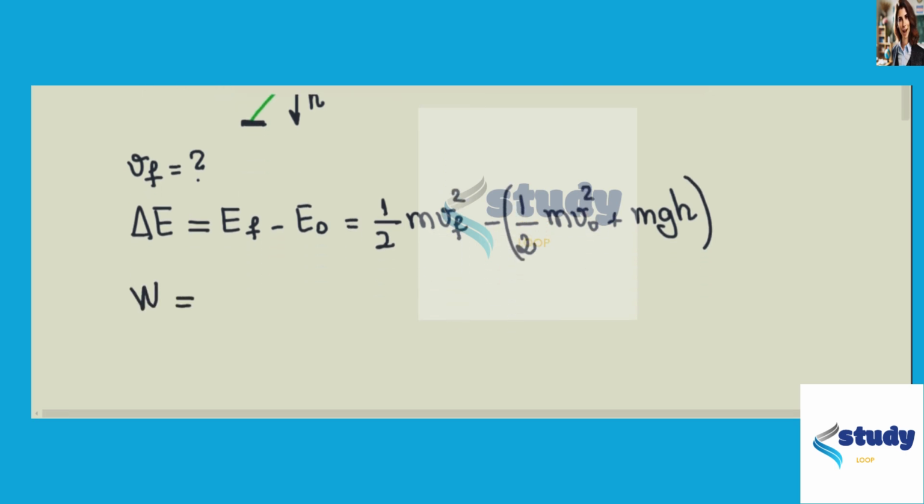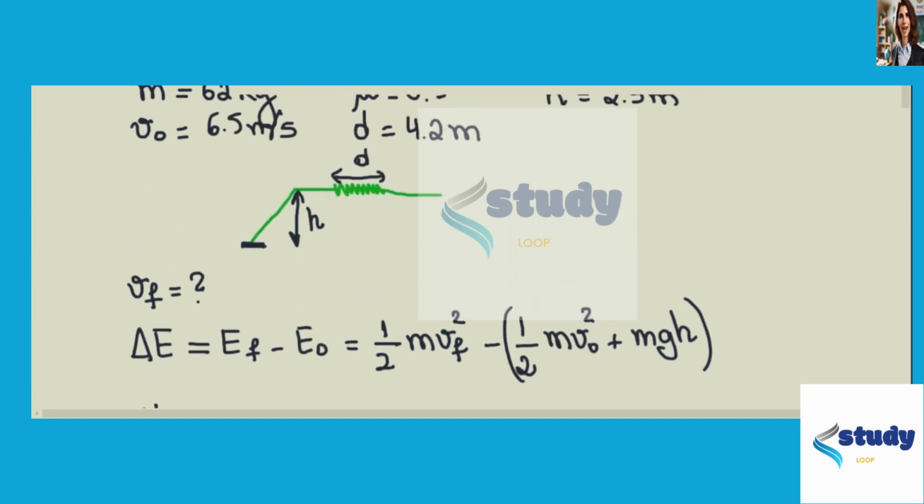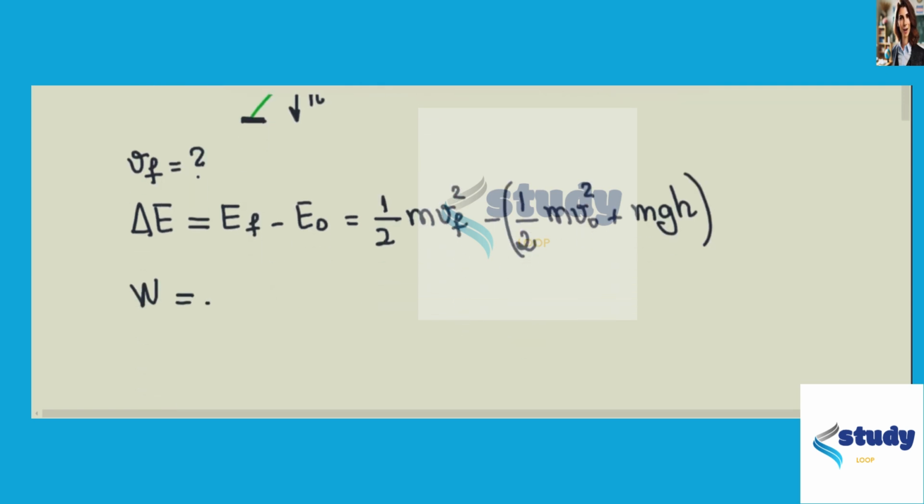And the work, notice that the work is done only by the friction force, and the work must be negative. It must take out energy from the system, because the friction force generally will make the system lose energy. So for that reason, the work will be negative. So it's minus the mu times the normal force, and the normal force must be just mg, actually times d, of course.